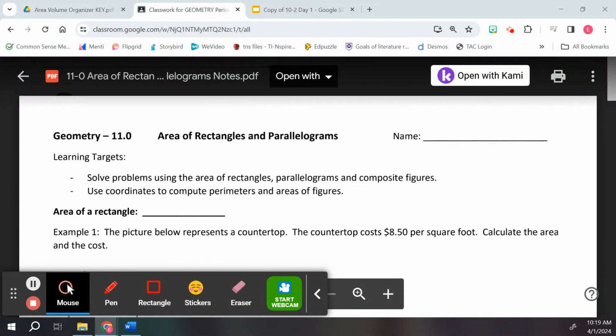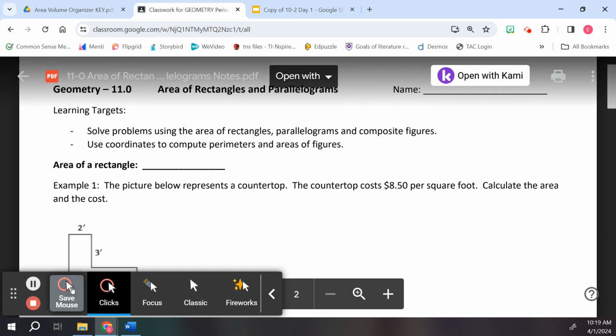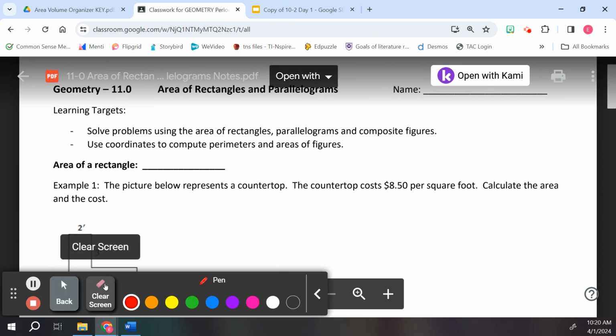Okay, so what we're doing is we're taking a step back and we're going to review some of these area formulas before we get into what the book has. The learning targets: solve problems using the area of rectangles, parallelograms, and composite figures, and use coordinates to compute perimeters and area of figures. Remember that the area of a rectangle is base times height.